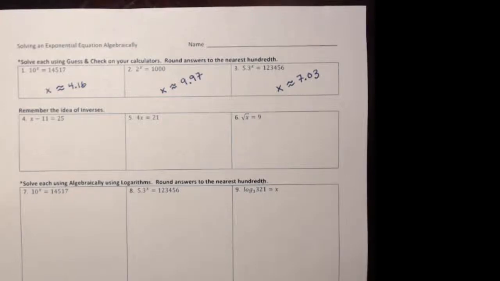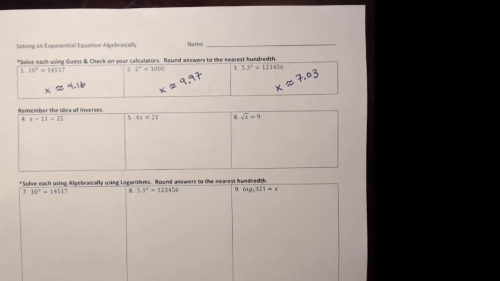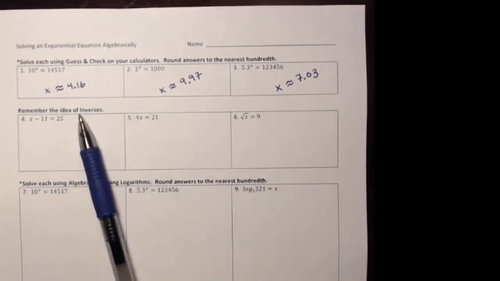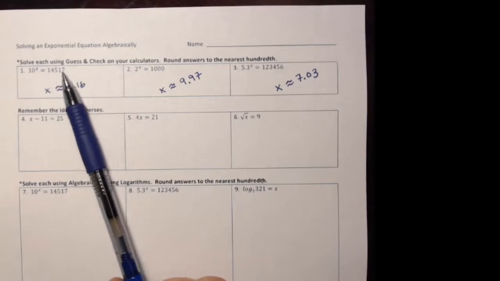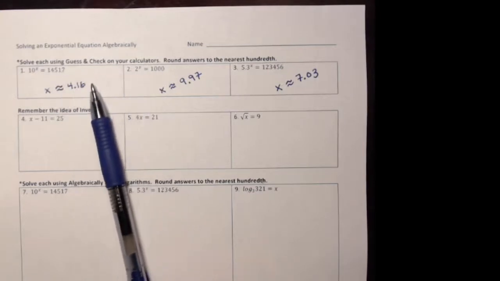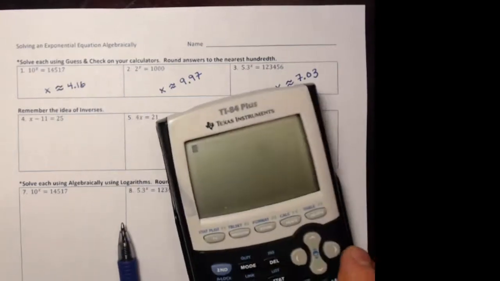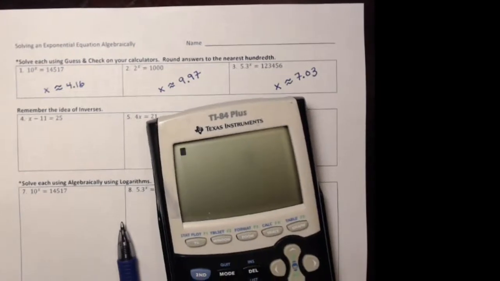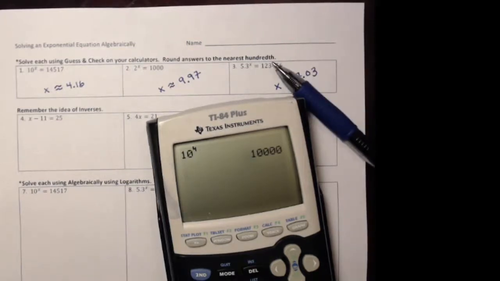Hi guys, today we're going to be looking at how to solve exponential equations algebraically using a logarithm. What you see across the top here are three equations that you solved a couple days ago, and I kept the directions the same. It says solve using guess and check. A lot of you did a good job with that. On that first one, you had to say 10 raised to what power, and you were guessing, and the directions say round to the nearest hundredth.